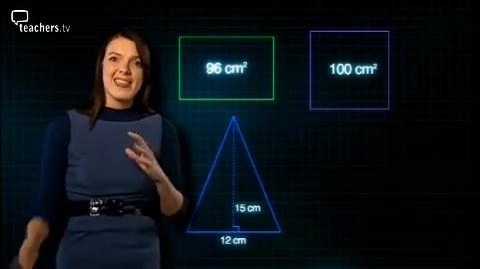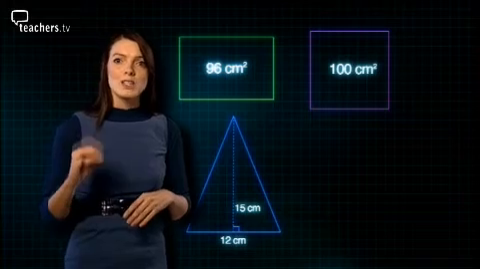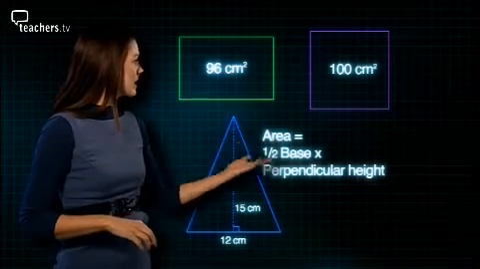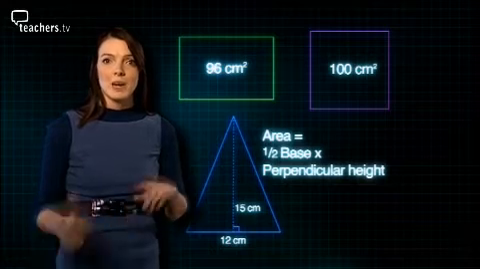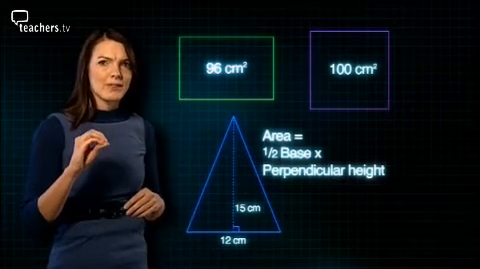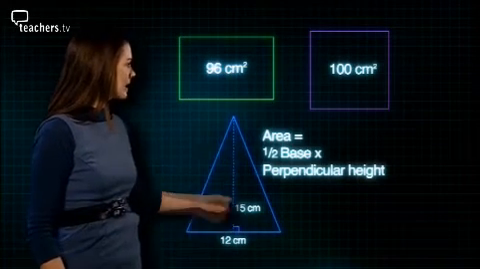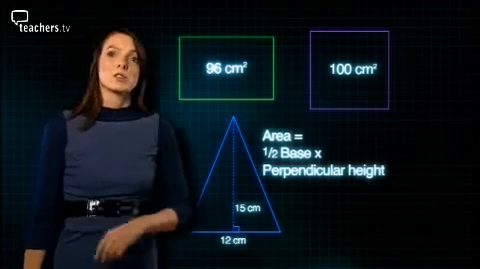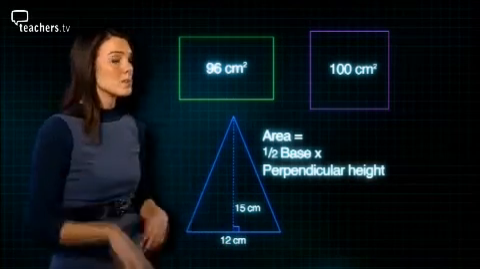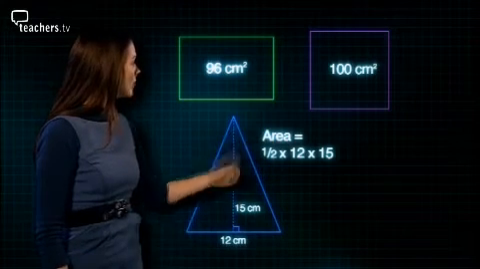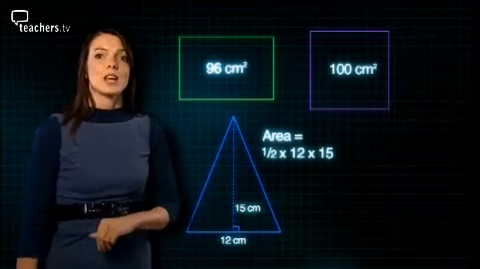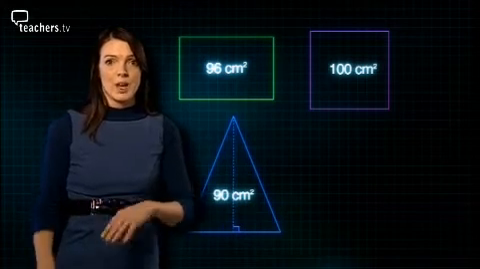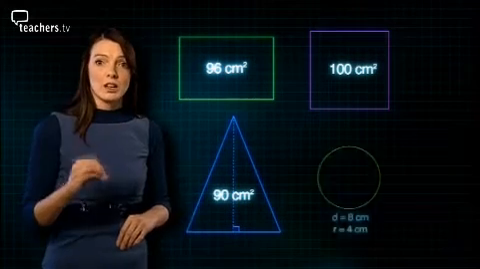Now the triangle, that's going to be a little bit trickier. But what we can do is use the formula area equals half base times perpendicular height. Now what you've got to do here is be really careful and make sure that you use the perpendicular height. So that's the one that's at right angles to the base. So for our triangular cookie, that's going to be area equals half times 12 times 15, which gives us 90 square centimetres.